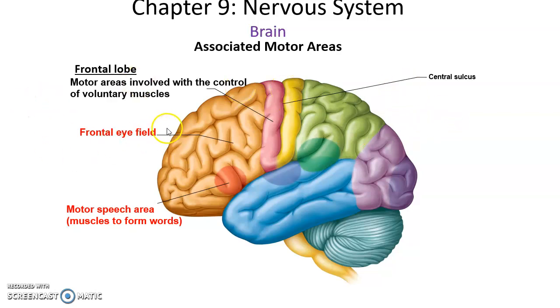All right, so some associated motor areas. We have the frontal eye field, sort of near the primary motor area. This allows us to help control the eye movements. We have an area that's the motor speech area. This is the portion of the brain that allows us to use our muscles to form actual words so that we can actually make the sounds that are words.